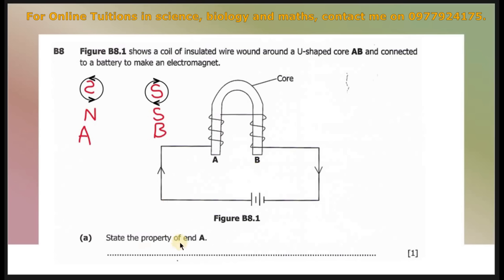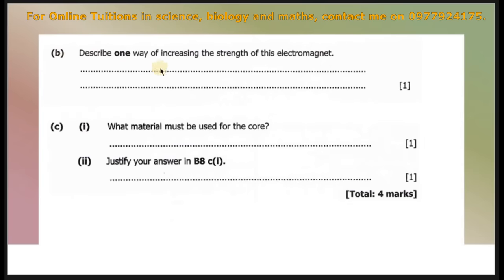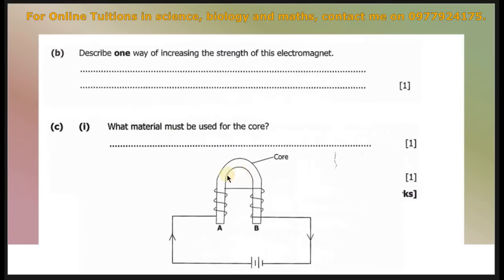So state the property of end A. The property of end A is north pole. So this A here is north pole. Then we go to B. Describe one way of increasing the strength of this electromagnet. So how do you increase the strength of this electromagnet? So this is an electromagnet.